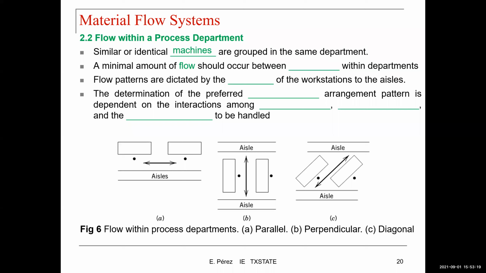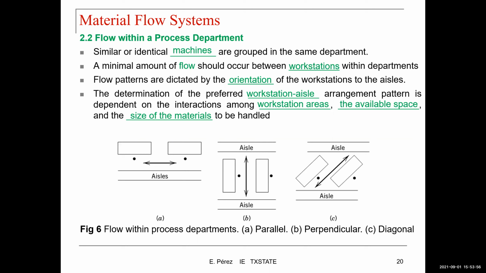So flow in the process department: similar or identical machines are grouped in the same department. A minimal amount of flow should occur between workstations within departments. Flow patterns are dictated by the orientation of the workstations to the aisles, and the determination of the preferred workstation aisle arrangement pattern is dependent on the interactions among workstation areas, the available space, and the size of the materials to be handled. So again, different configurations for flow within the process department.